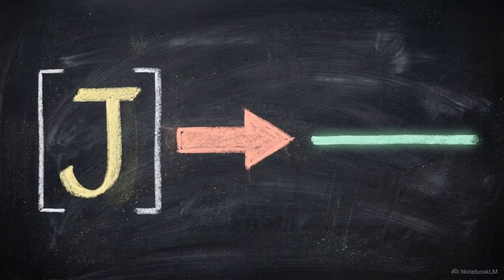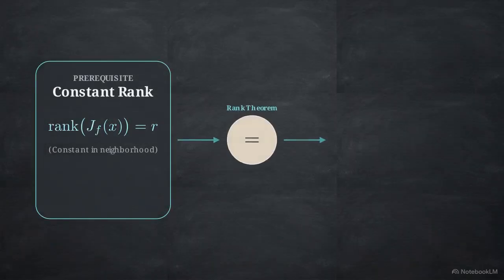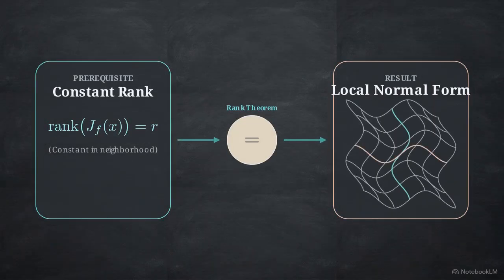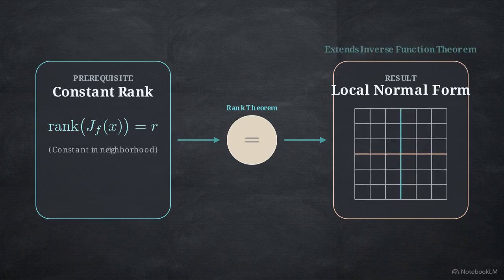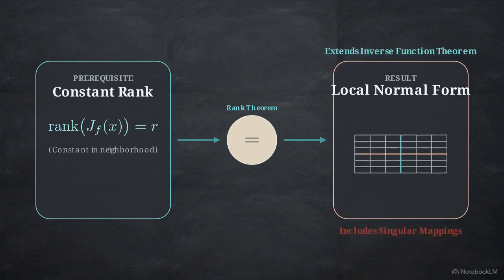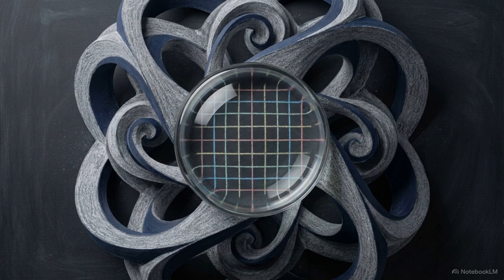To recap, the Jacobian matrix captures local multivariable behavior, and maintaining a constant rank is what prevents topological tearing. By verifying that constant rank, the theorem provides a local normal form, effectively extending the logic of the inverse function theorem to include singular mappings. The power of local linearization lies in finding predictable, perfectly flat simplicity hidden deep inside global complexity.